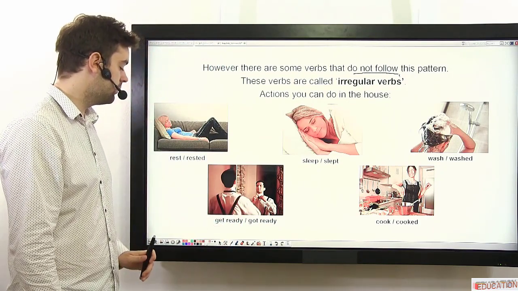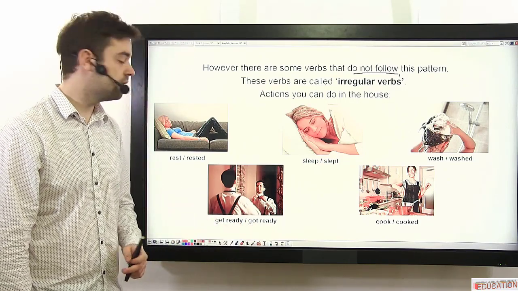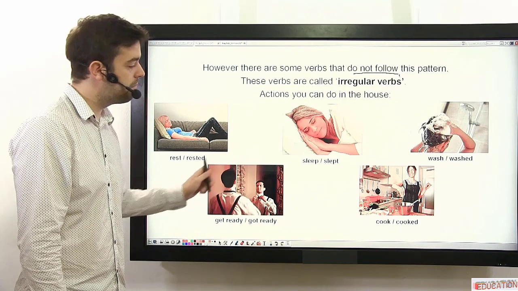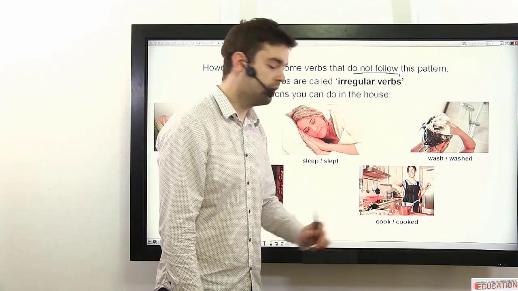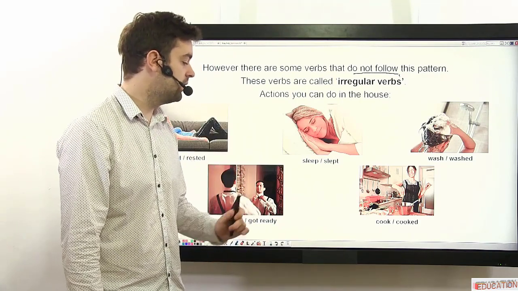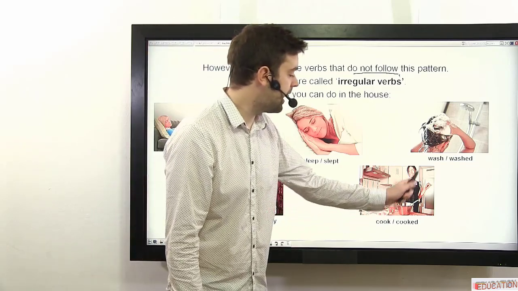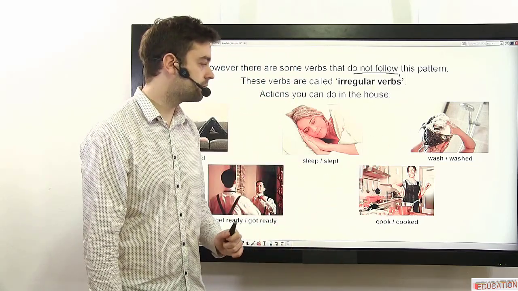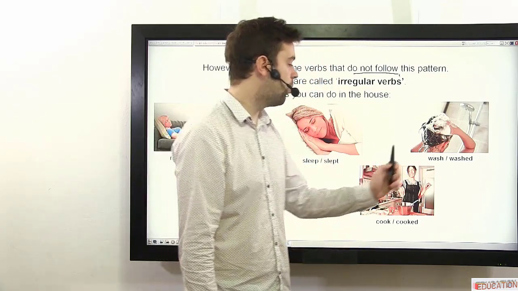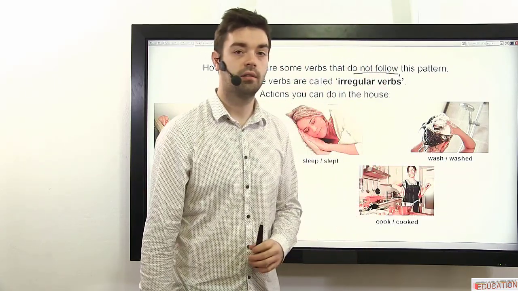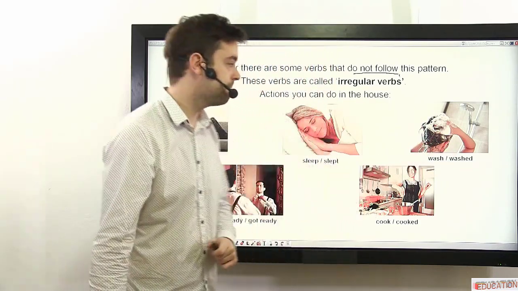Get ready, present. Got ready, past. You can do this in the bathroom. Cook is present. Cooked is past. You can do this in the kitchen. Wash, present. Washed is past. You can do this in the bathroom.